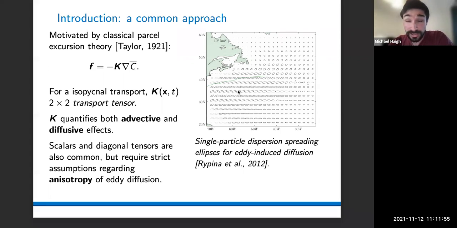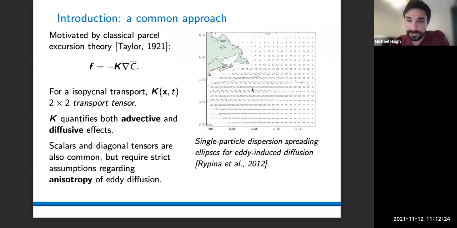What we find quite commonly from lots of studies is that these ellipses tend to be stretched in the direction of the mean flow or the large scale flow. This is a somewhat well-known property of the anisotropy of eddy diffusion. Then the problem that we have when we use scalars instead of a full transport tensor, or diagonal tensors, is that scalars cannot model anisotropy at all.